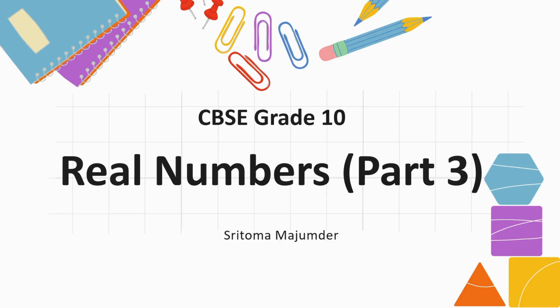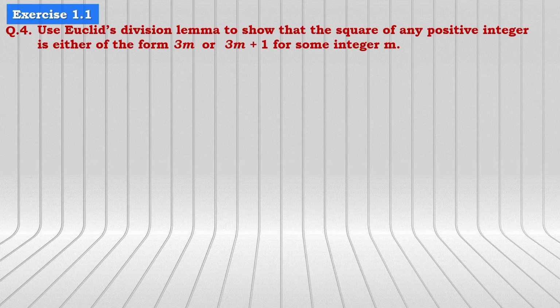Okay. So in the previous video, we have seen how to apply Euclid's division algorithm. So we will continue with that and we will solve some more problems. So let's take a look at the first question. Use Euclid's division lemma to show that the square of any positive integer is either of the form 3m or 3m plus 1 for some integer m.